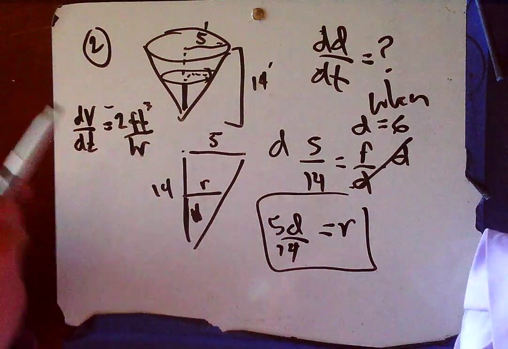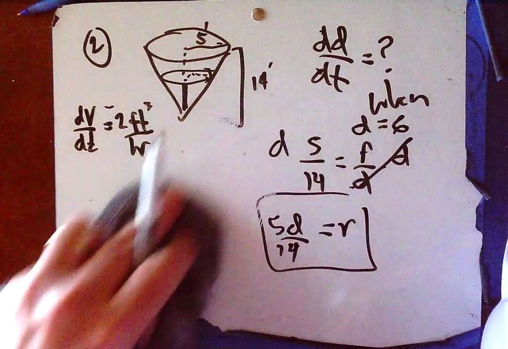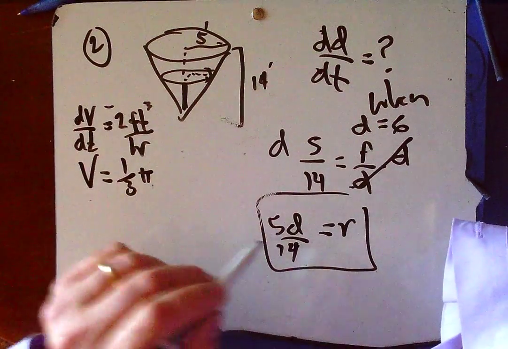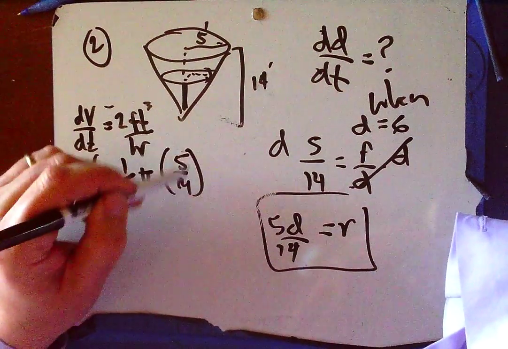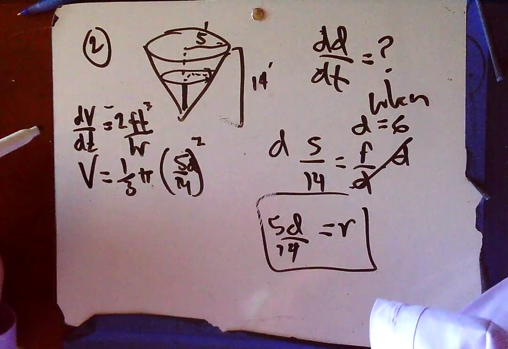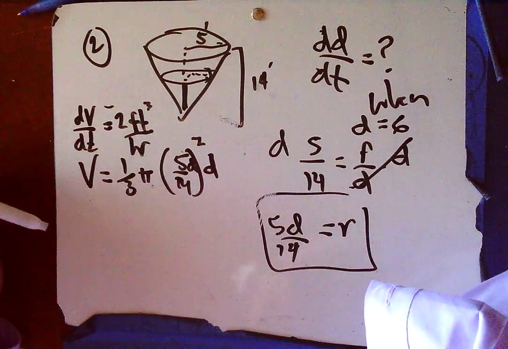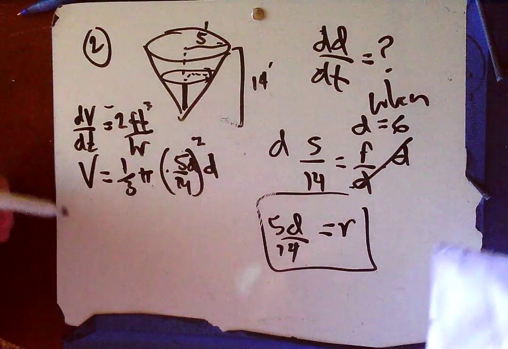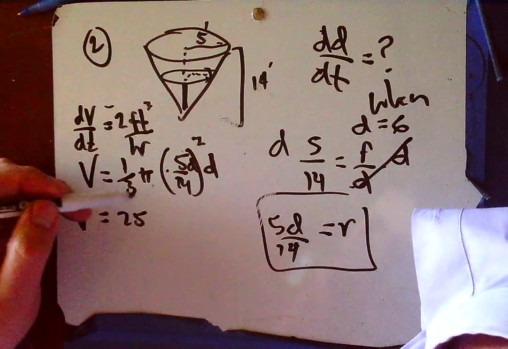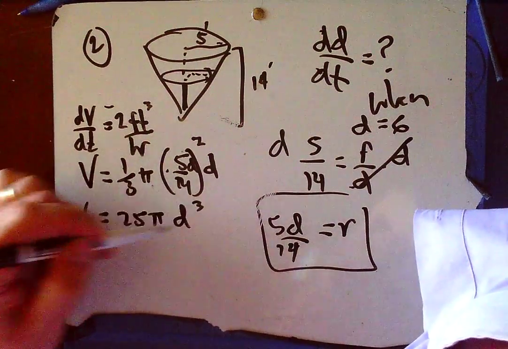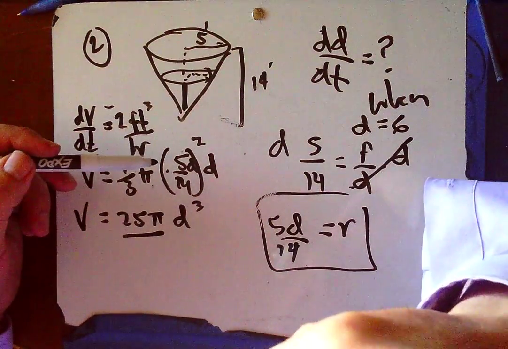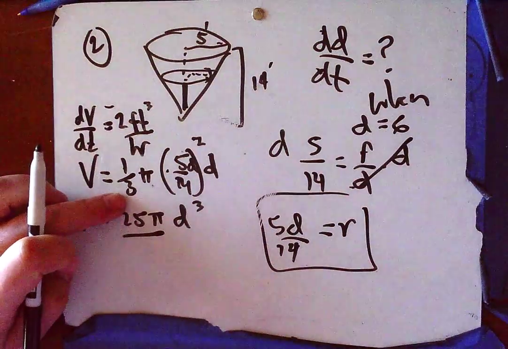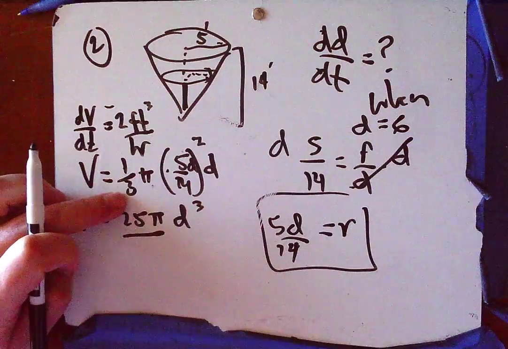This is what I'm going to plug into our volume of the cone formula. V equals 1/3 pi, not r squared, but (5/14 d) squared. And then don't forget that d at the end, right? Because it's 1/3 pi r squared times the height. So we're going to have V equals 25 pi d to the third over 14 squared. Is that 196 times 3? Yeah, I know what 196 times 3 is, so happy calculator, come save me.